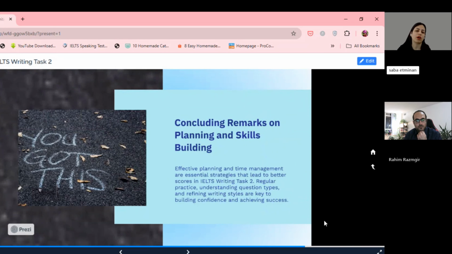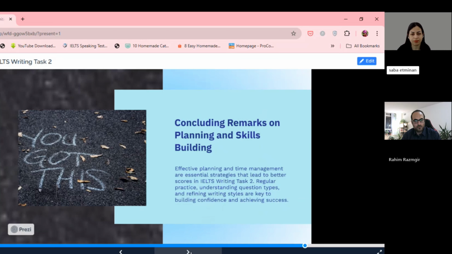And concluding remarks on planning and skills building. Effective planning and time management are essential strategies that lead to better scores in IELTS Writing Task 2. Regular practice, understanding question types, and refining writing styles are key to building confidence and achieving success.